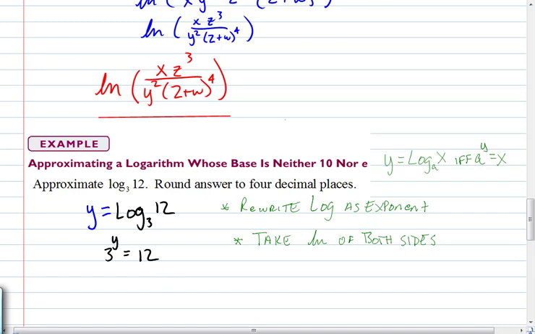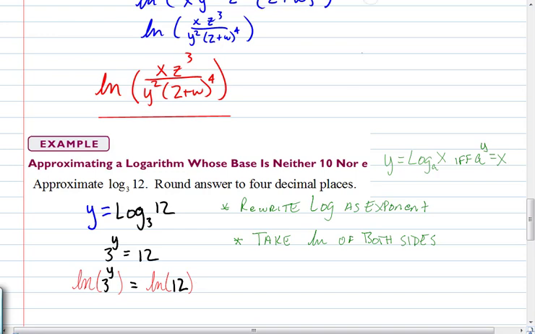Well, what I want to do is introduce a log button that I have on my calculator. And I can either use the natural log or the common log. It's just an operation, and I want to make sure it's one on my calculator. So then, I'm going to leave the 3 to the y alone and the equals alone and the 12 alone. I'm just taking the natural log of each side.